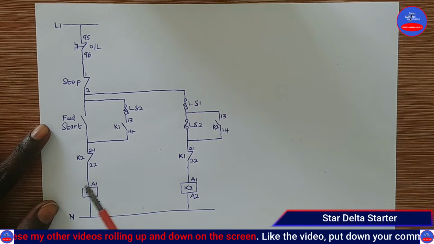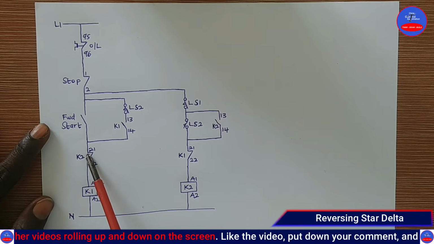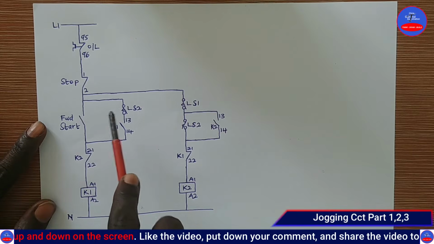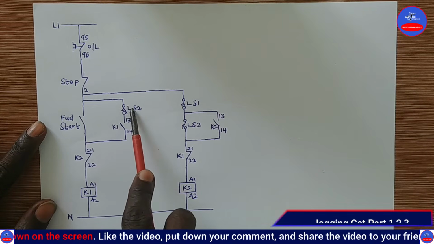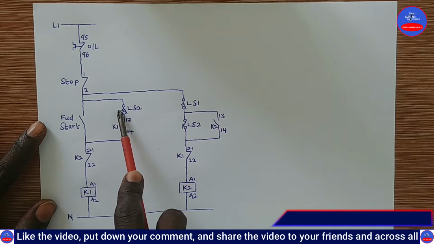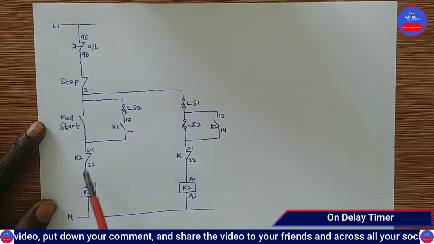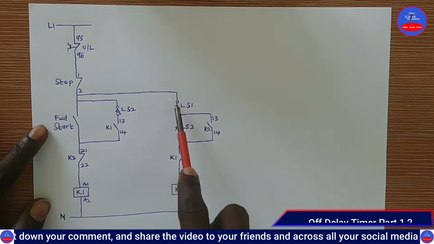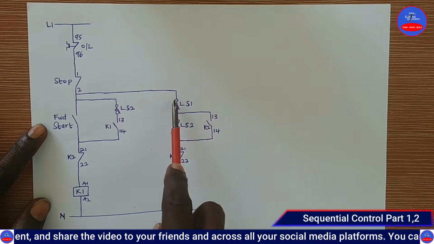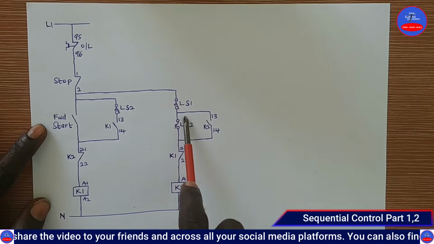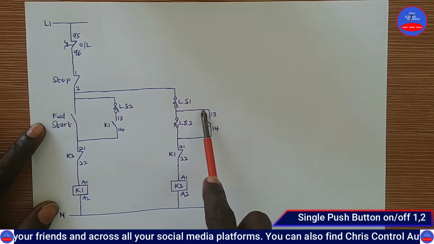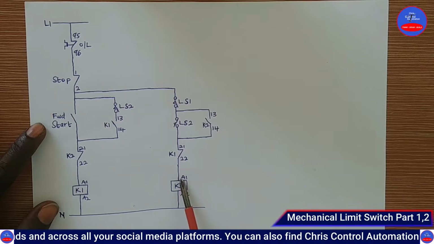These are the interlocks on these contactors. This one is a normally closed contact on this, and this one is also a closed contact on this contactor. This switch is a normally closed contact of limit switch 2. This one is a hold-on contact on this contactor. This one is a closed contact of limit switch 1. This one is limit switch 2 open contact. And then this one is the hold-on contact on this contactor.